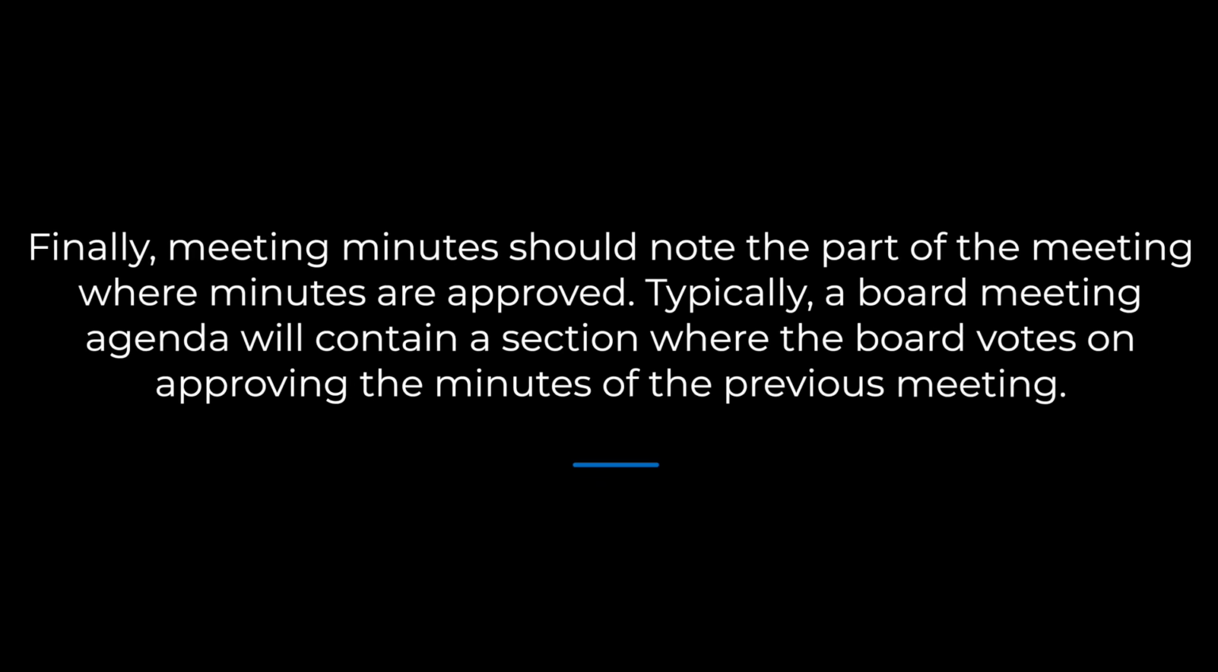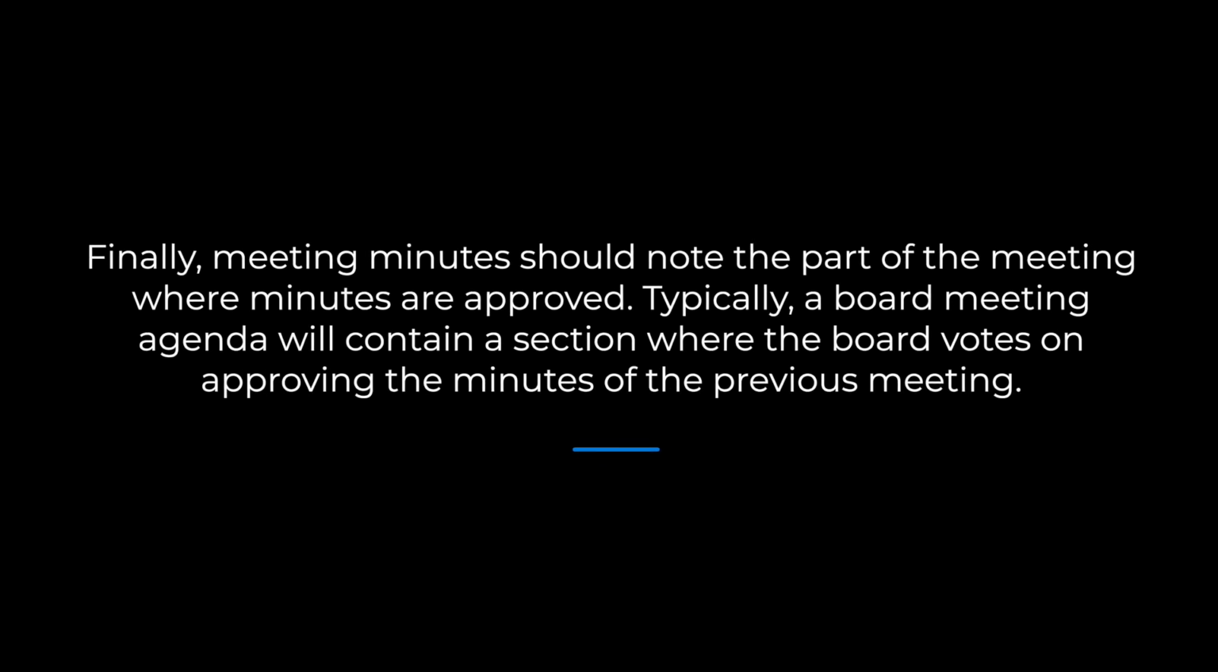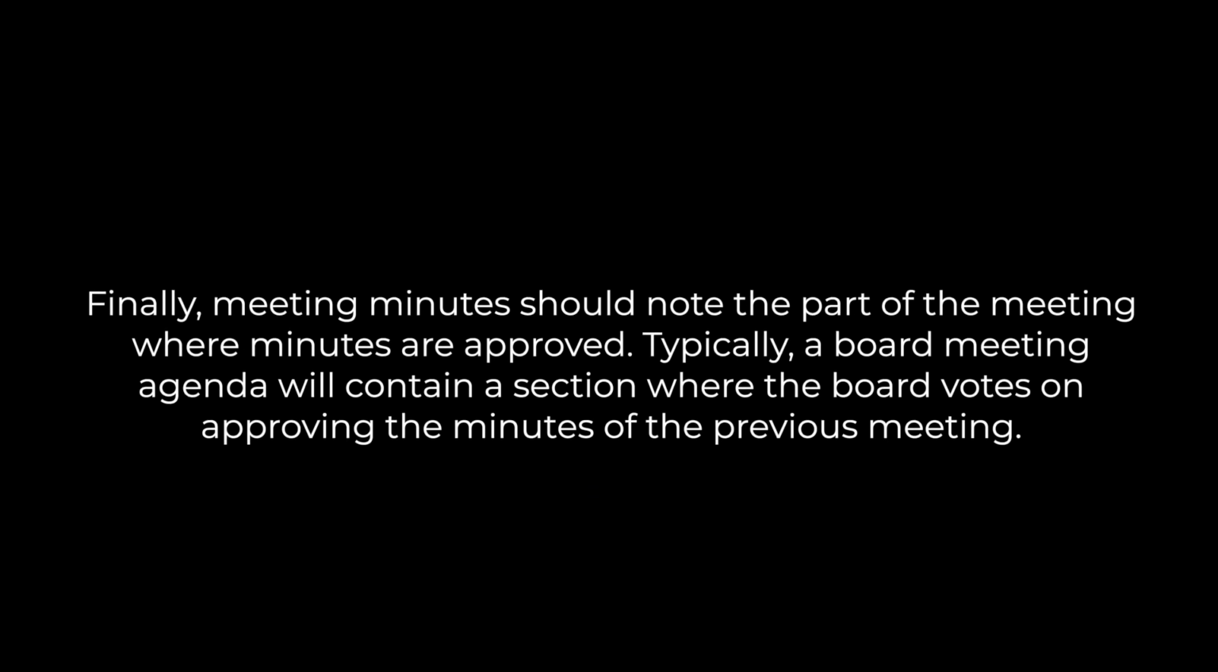Finally, meeting minutes should note the part of the meeting where minutes are approved. Typically, a board meeting agenda will contain a section where the board votes on approving the minutes of the previous meeting. For example, if a board meets once a month, the February meeting would include a vote of the minutes of the January meeting. This way, interested parties can be sure that the minutes accurately reflect what transpired.